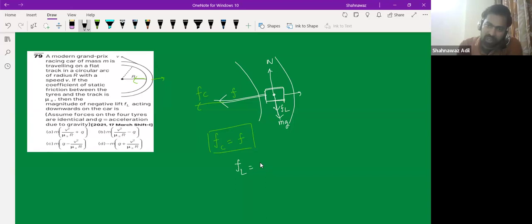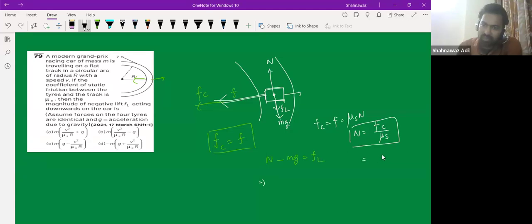FL is how much? N minus mg is FL, right? So we know how much this N is. FC is F, which is mu SN, so N is FC by mu S, right? And we know what this FC is: FC is mv square by R, and this is mu S, and this is your N.